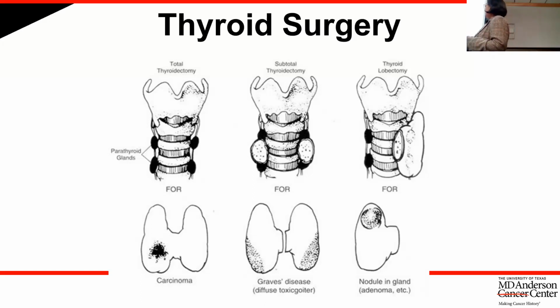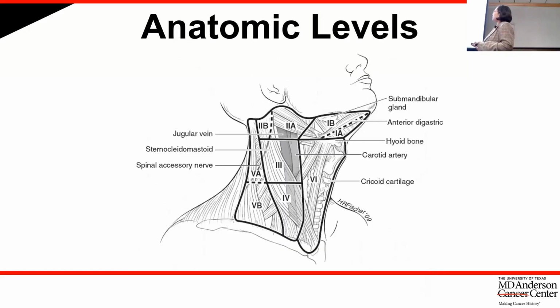In terms of thyroid surgery, this is very basic information here. So which one you do for what. If it is a carcinoma, you would usually do a total thyroidectomy. If it is Graves' disease or benign thyroid disease, then we tend to do a subtotal thyroidectomy. And if it is just one nodule in one gland, we prefer a thyroid lobectomy, especially if there is a suspicion of a low risk cancer, or if it is large enough and causing issues to the patient.